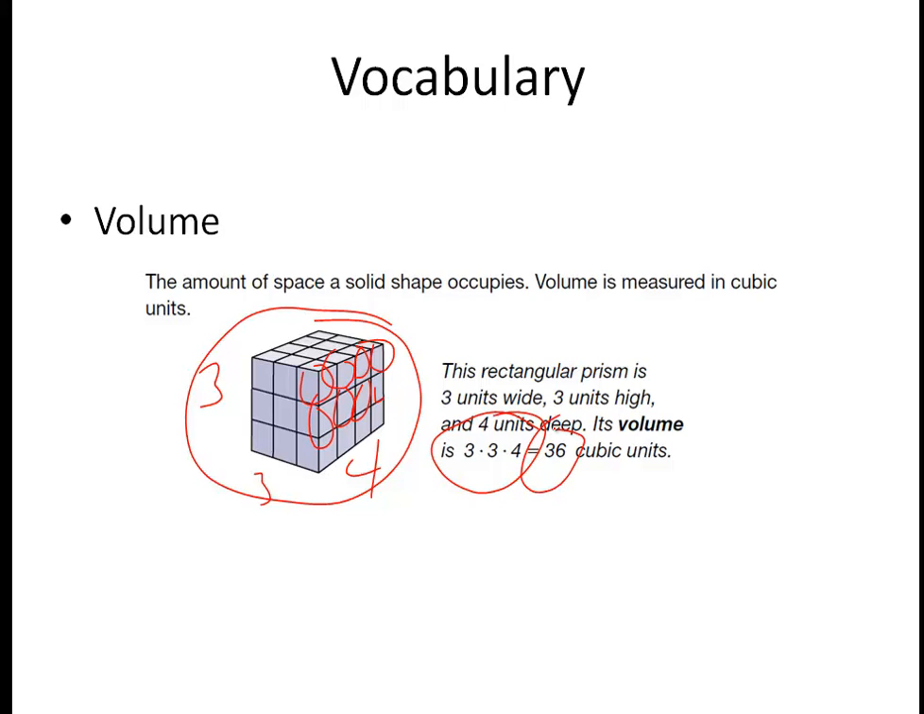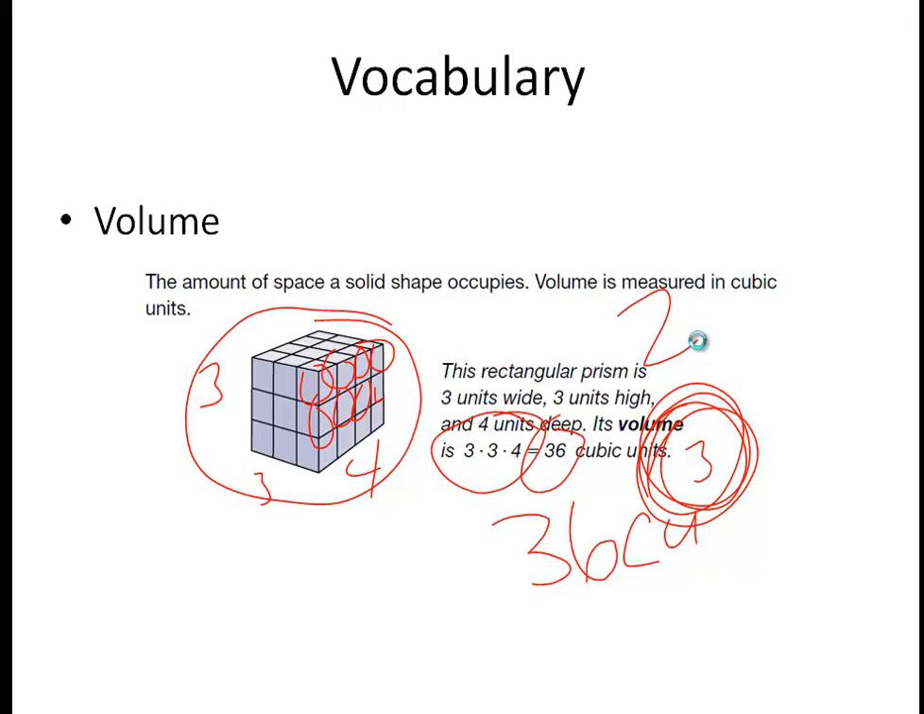And we'll look at a couple of ways of getting that. But the most important thing, when you write your 36 cubic units, is that you cube it. 36 cubed, so it might be inches cubed or feet cubed. Cubed. Volume's always cubed. Area's always squared.